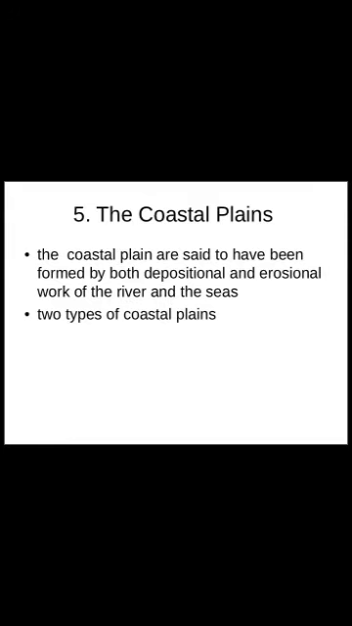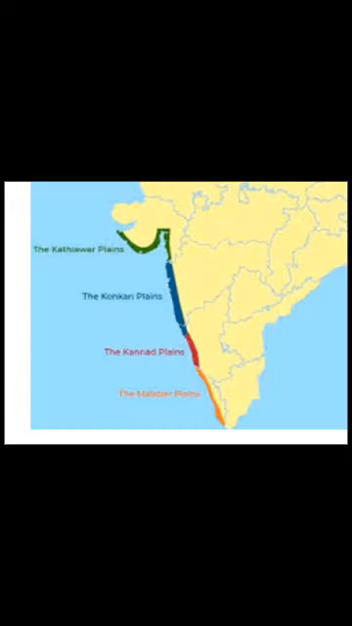Now the coastal plain in India is divided into two types. The first one is the western coastal plain, and the second one is the eastern coastal plain. First we are going to see the western coastal plain. Look at this map. The green color in the Gujarat area, then blue color, then red color, then orange color, these colors lie in the western coastal plain. According to your CBSE syllabus, it is divided into three parts, so that's why it has a different color for each.